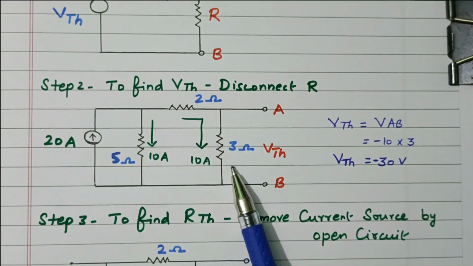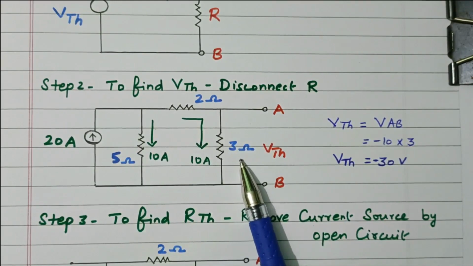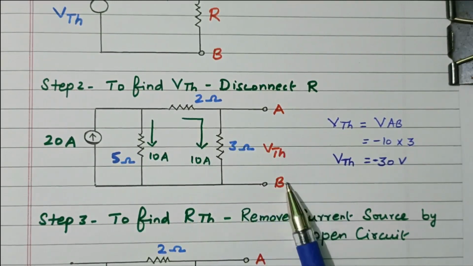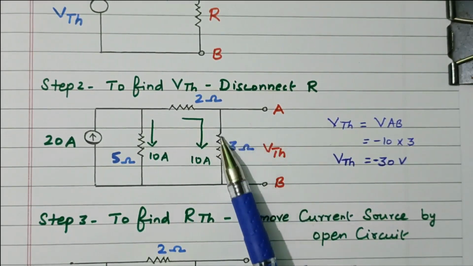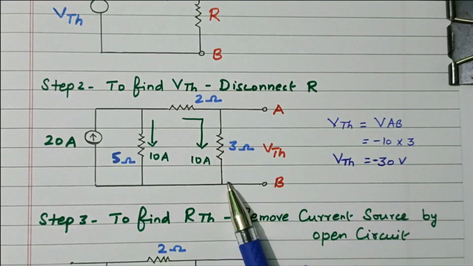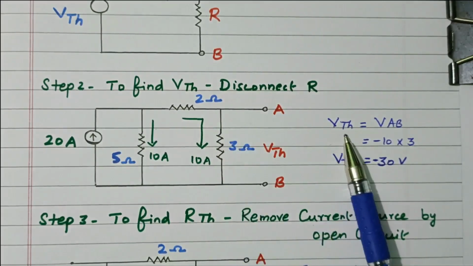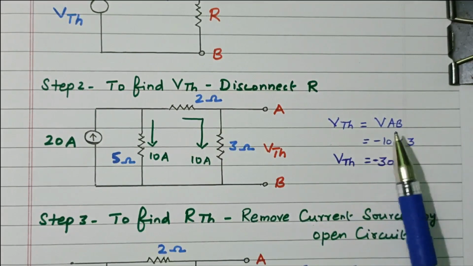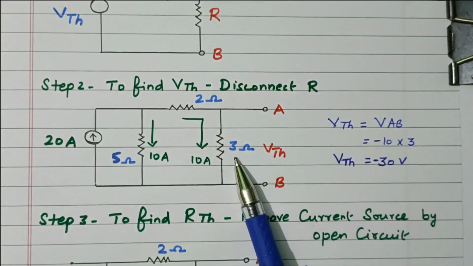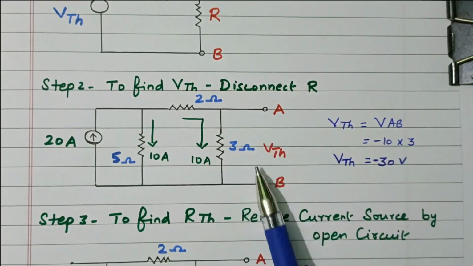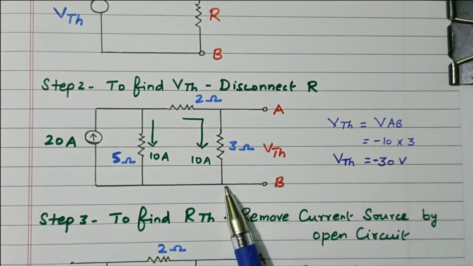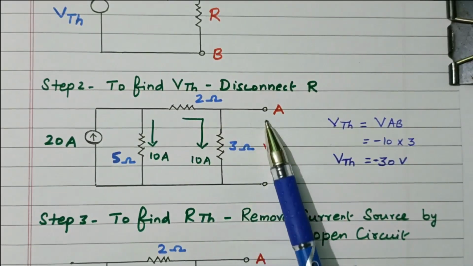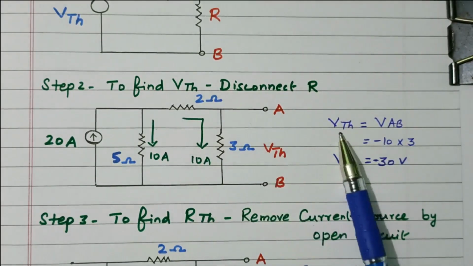Now we have the value of the current flowing through this 3 ohm resistor. So V Thevenin, that is VAB, is nothing but the voltage drop across this 3 ohm. Both are in parallel. So by finding the voltage drop across the 3 ohm, we can easily find VAB, or V Thevenin.